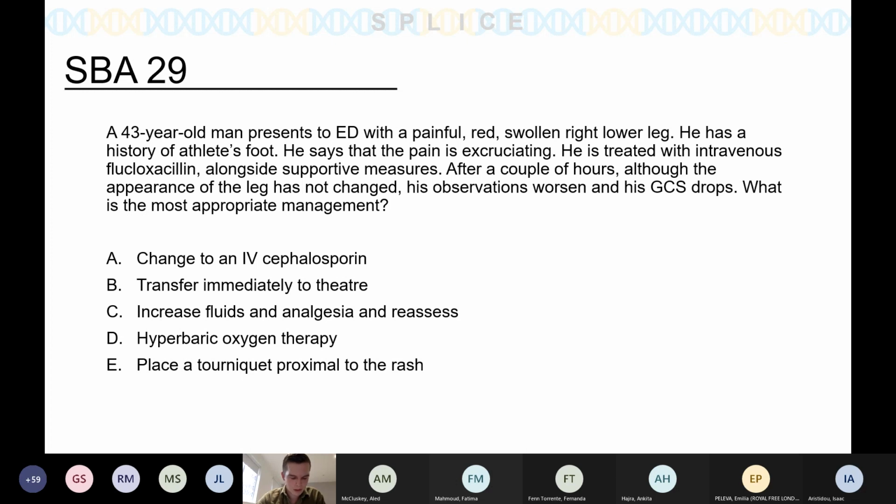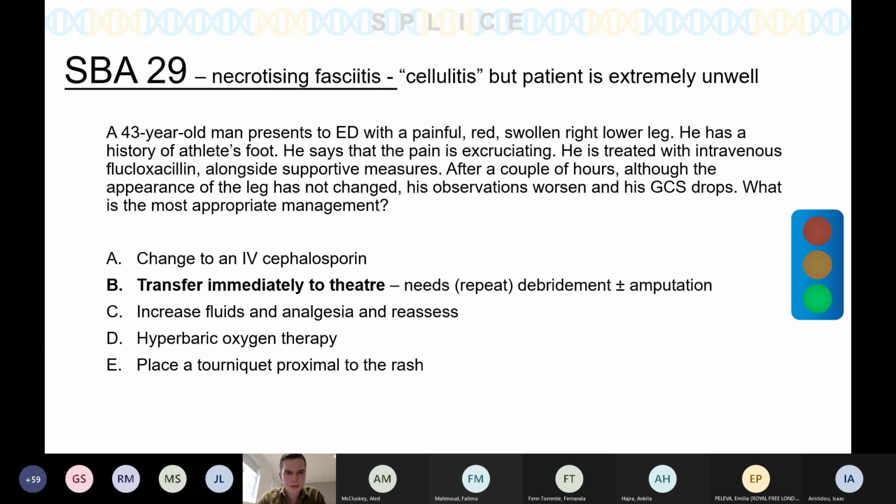Let's close the poll. So I've given this green light, not because it's easy, but because it's really important to be able to recognize this. I should have highlighted some bits, sorry. So this looks like cellulitis, but the guy is just in a lot of trouble. So basically his sickness is sort of out of proportion with what is visible on the body.